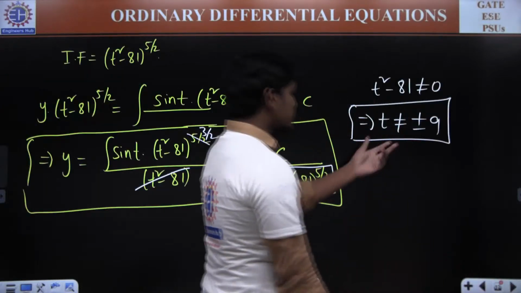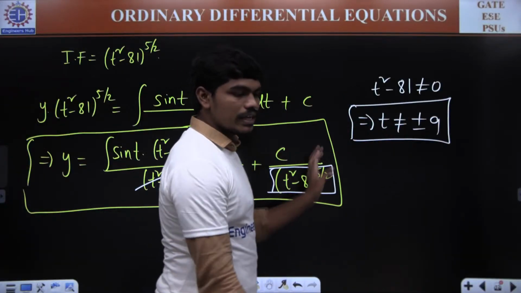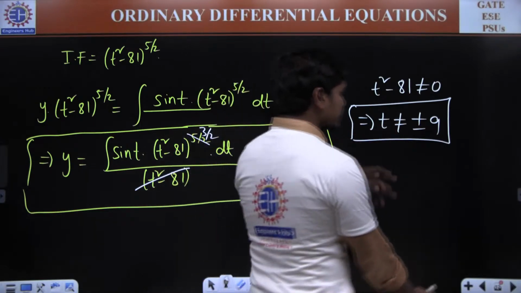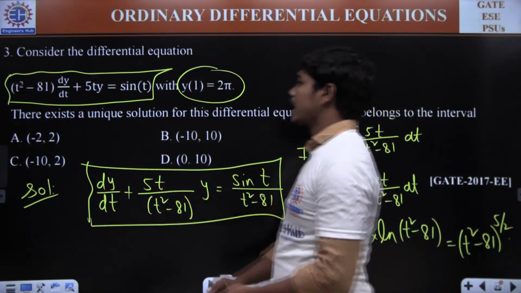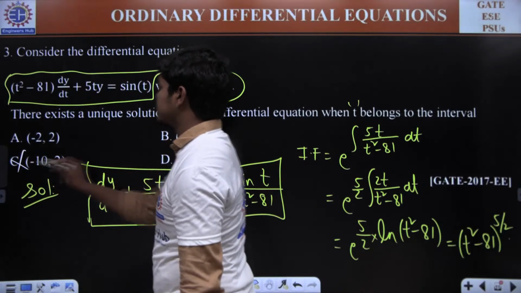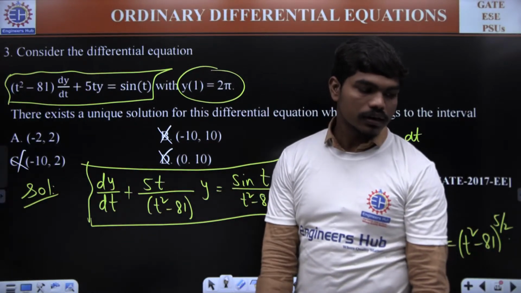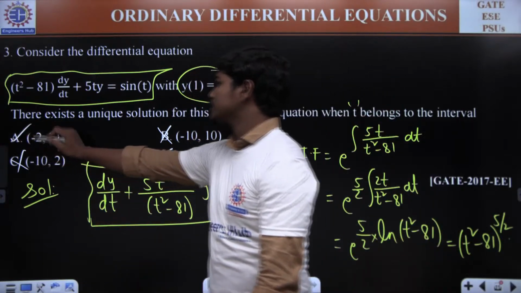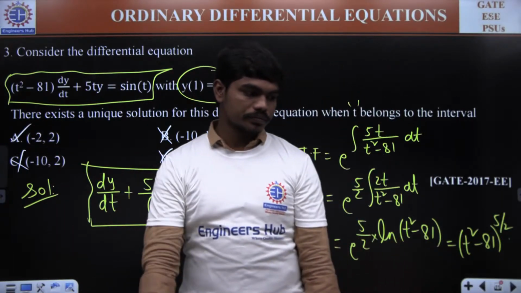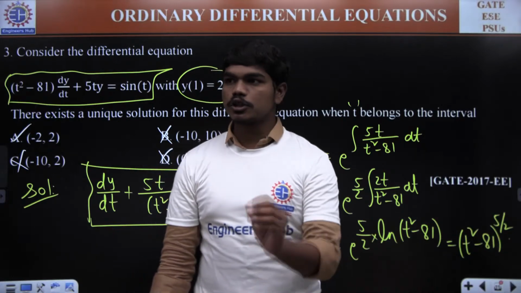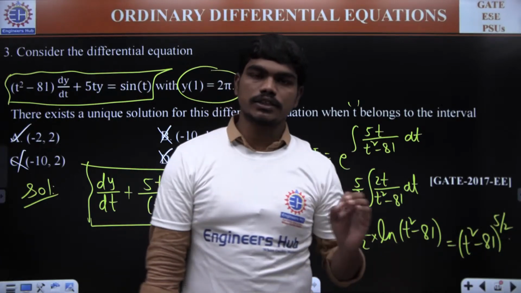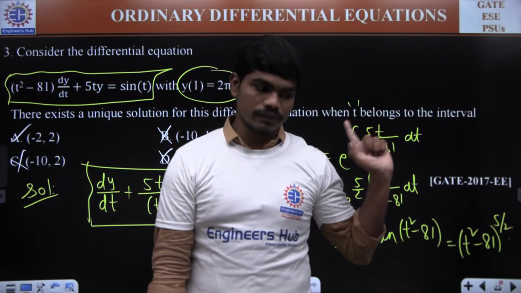Okay, so this is the condition, which means for this given equation to have a solution, t should not be equal to plus or minus 9. And if you see, in all these three options, we have the involvement of either plus 9 or minus 9. Clear? So A is the only answer which is suitable. T should not be equal to plus 9 or minus 9 for the solution to exist for this given differential equation.